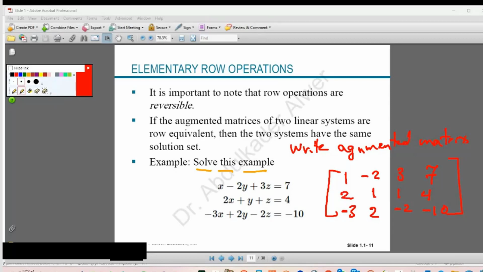So after writing the augmented matrix, I have to know. I need this and this to be 0. In another way, see the idea. I need the elements under the main diagonal to be 0. This is called the main diagonal.